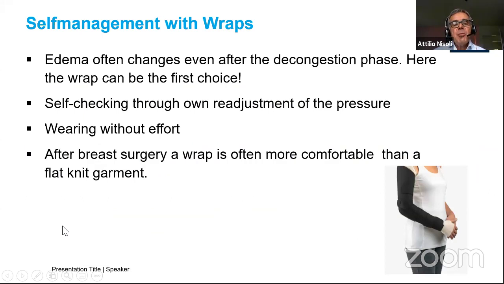So self-management with wraps: edema often changes even after the congestion phase, and the wrap can be the first choice in those cases. Self-checking through own readjustment of pressure, varying without effort. After breast surgery, a wrap is often more comfortable than a flat knit garment.